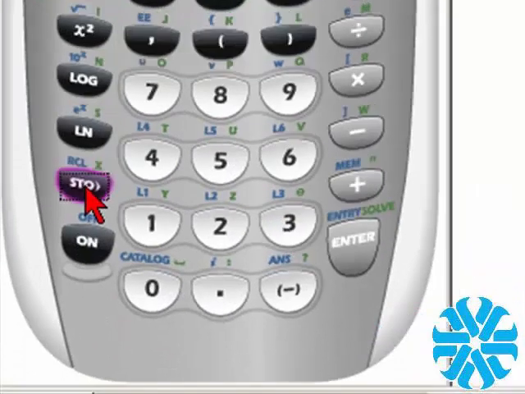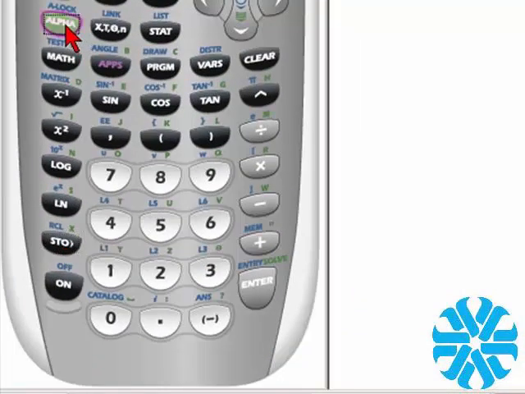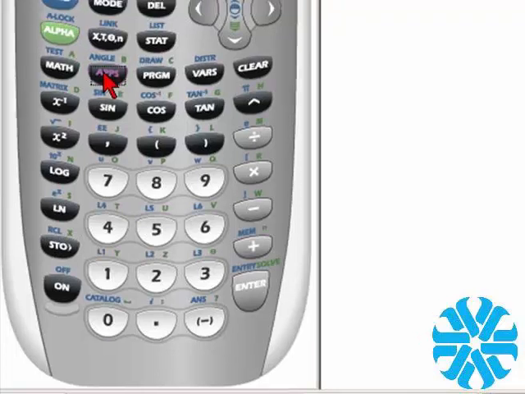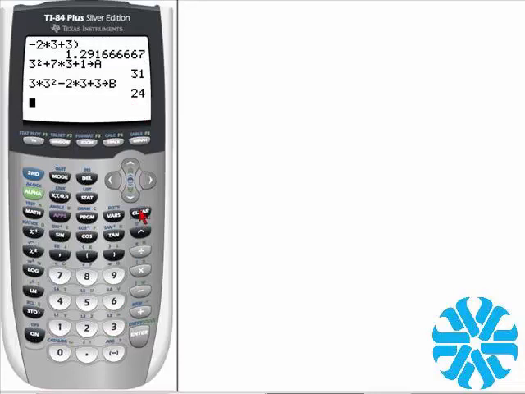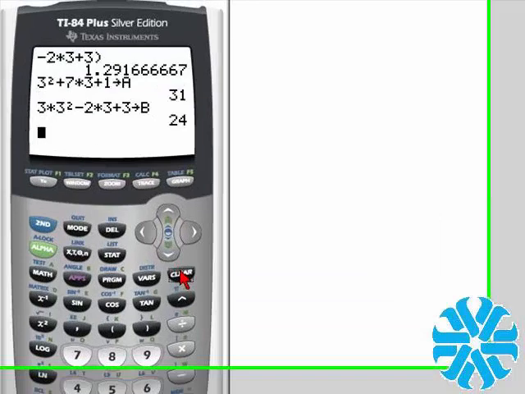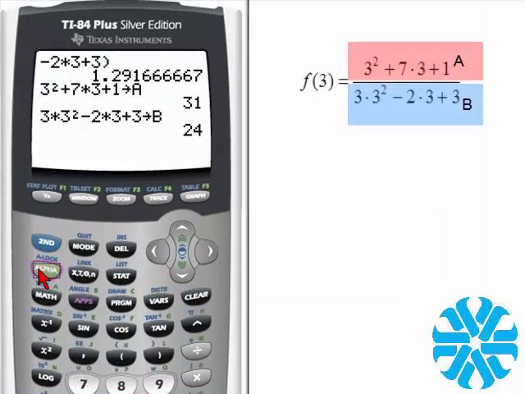So we hit the store button and then alpha and then the letter B. So we hit this key. Then we hit enter. Okay? So this value of 24 is stored in the memory register of B. So now we're going to go ahead and take A divided by B. So we hit alpha and then A divided by alpha and B. And then we hit enter.